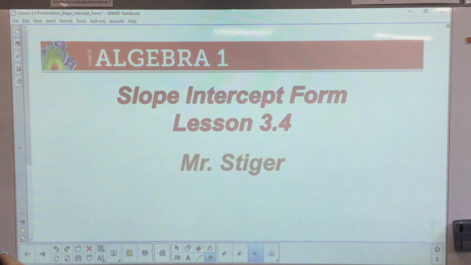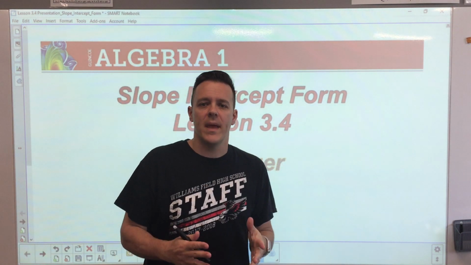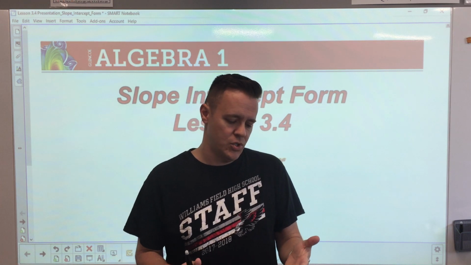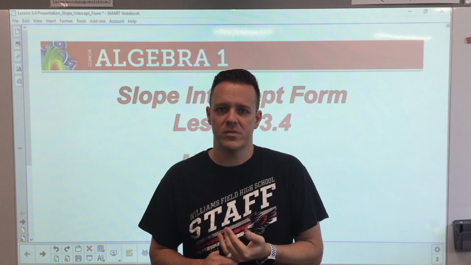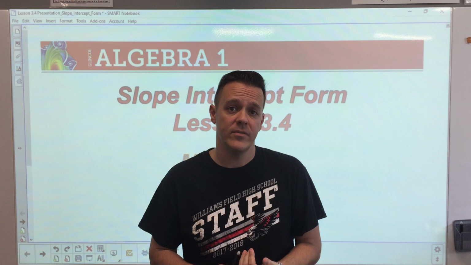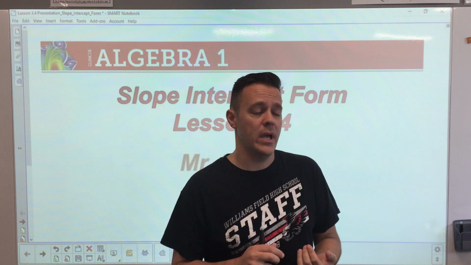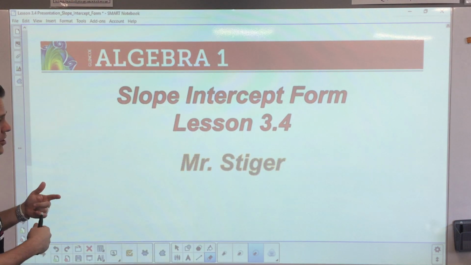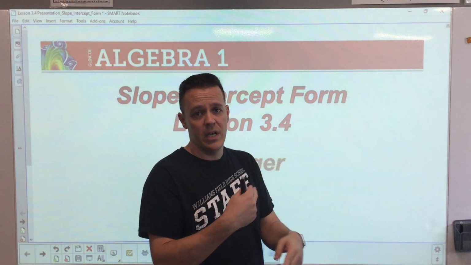This is lesson 3.1, slope intercept form. My main goal for you today is to be able to create the slope intercept form by looking at a graph, and also to be able to go the other way, looking at the graph and creating the equation.